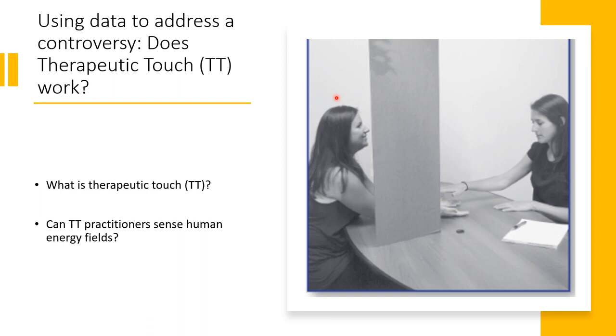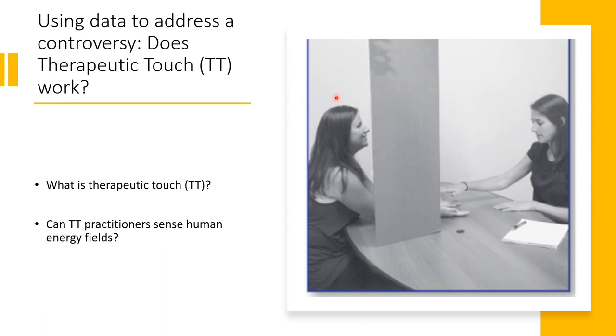And then Emily would flip a coin to determine which of the practitioner's hands Emily would place her hand over. And then the practitioner would have to decide, is Emily's hand over my right hand or my left hand? There would be 10 trials, so the practitioner would have 10 opportunities to decide whether Emily's hand was over their right or left hand.